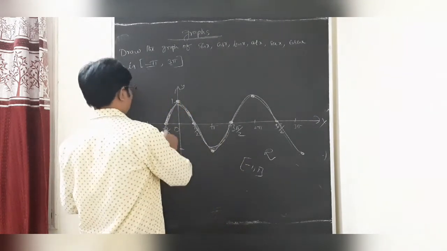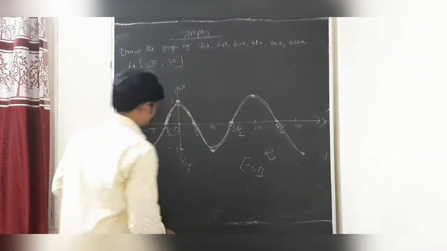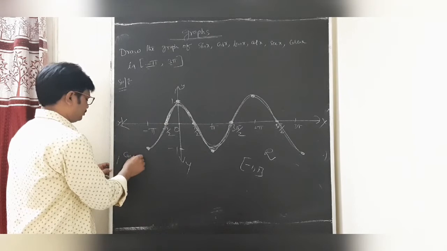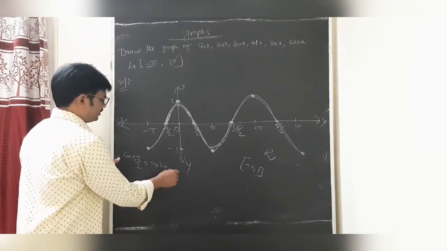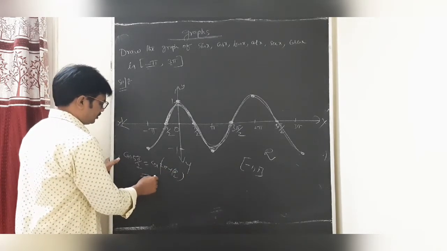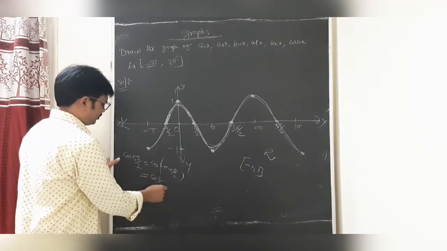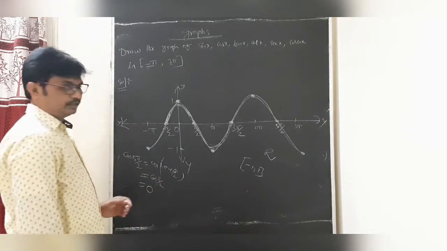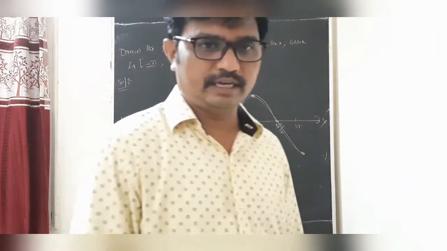This is the graph of cos x. Suppose if you don't know cos of pi by 2, you have to find it. That is cos of 2 pi plus pi by 2. In the first quadrant all are positive. Therefore cos of 90, dear students, cos of pi by 2 equals 0. Is it clear, students? Now we are going to discuss tan x.